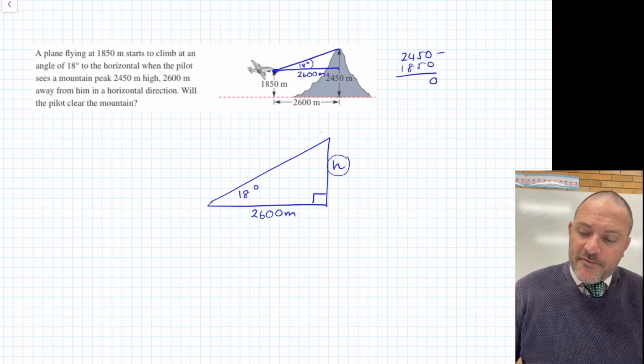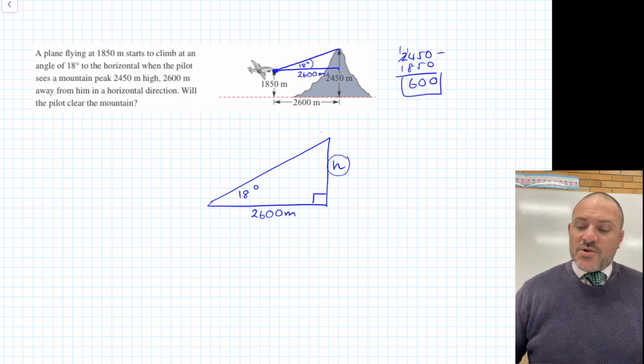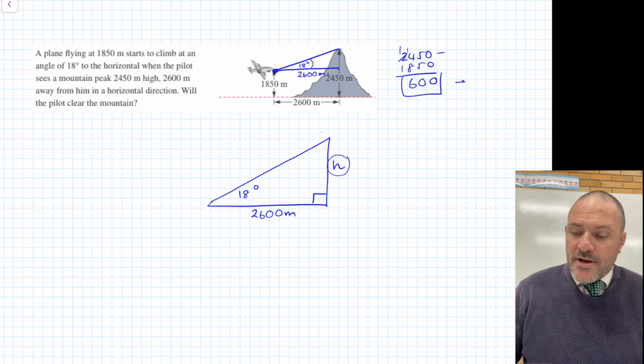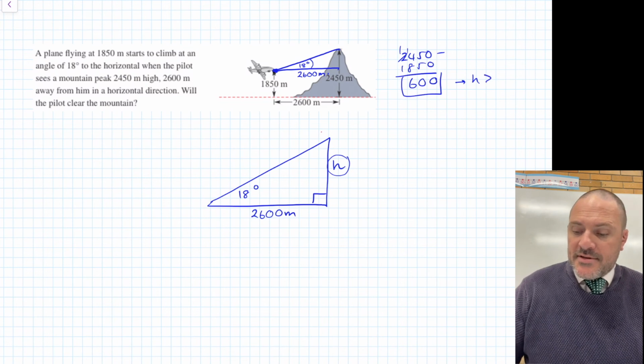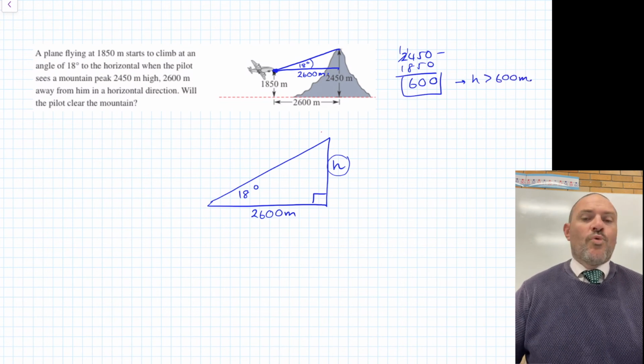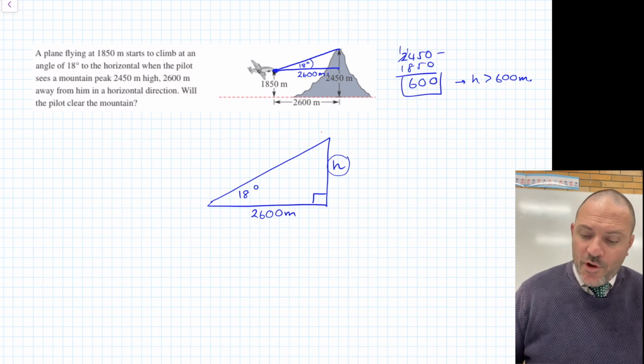0 minus 0 is 0, 5 minus 5 is 0. Can't do that. 14 minus 8, that's going to be 6. So we're 600 meters, right? Okay, so we're trying to show that H is going to be bigger than 600 meters, whatever way you might look at that. But see, I've got my diagram, I've just got my triangle.